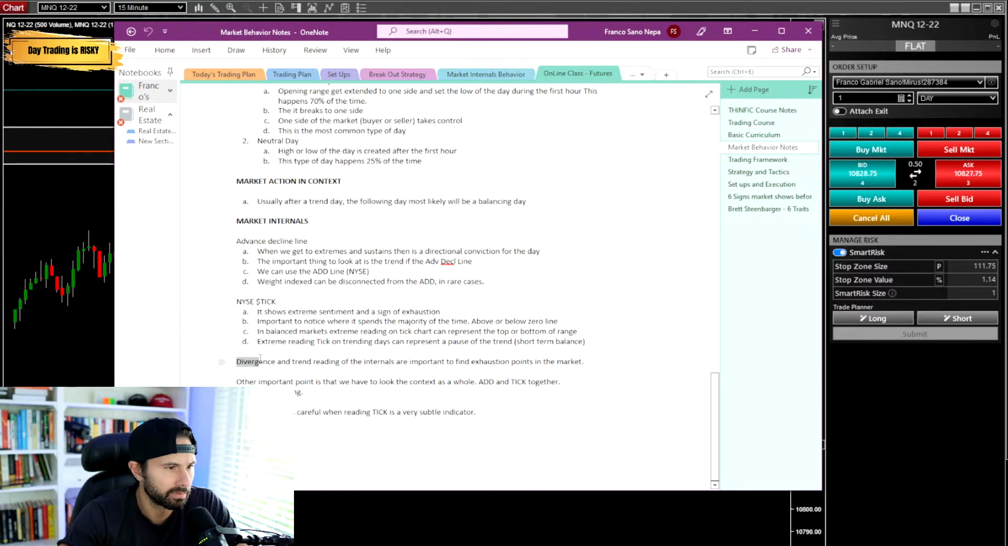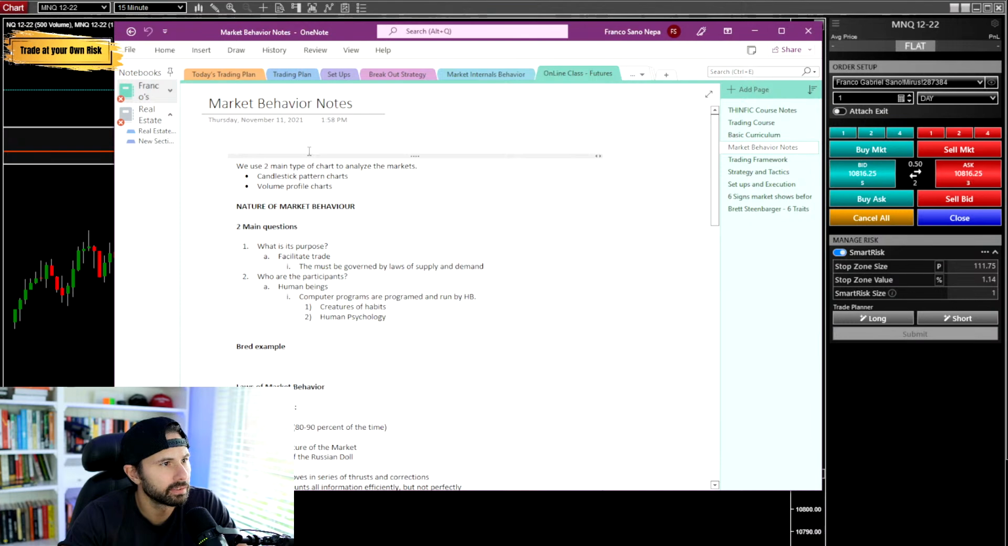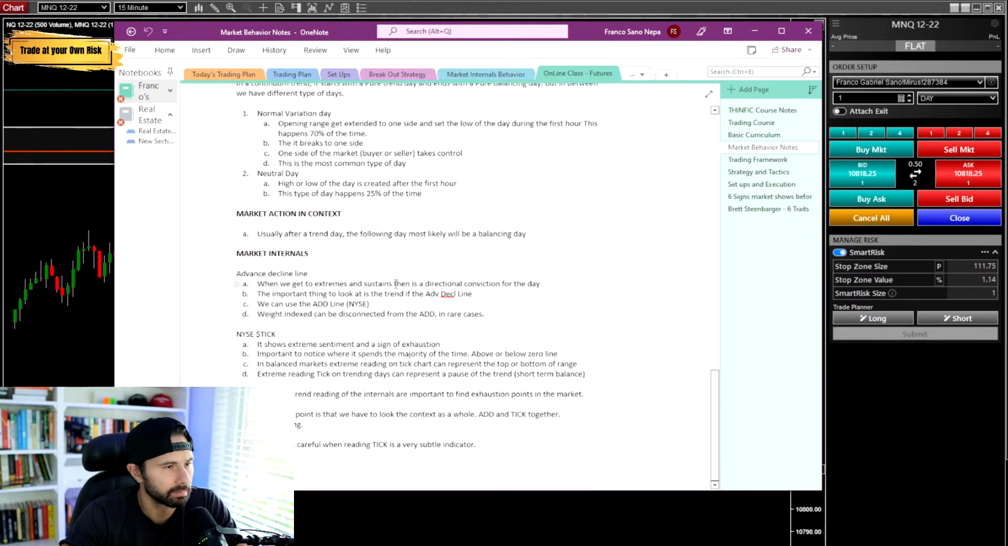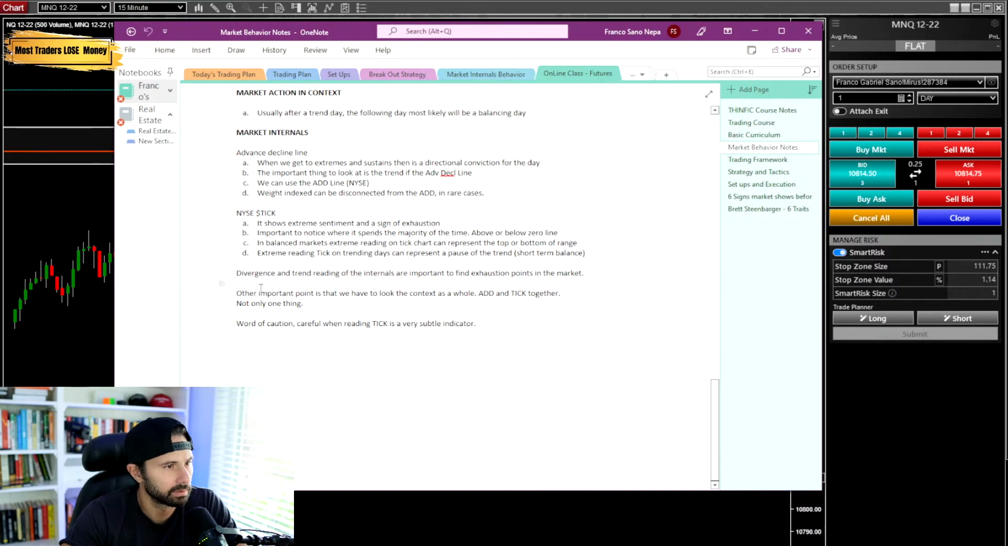Look at this. Divergence and trend reading of the signals are important to find exhaustion points in the market, right? So I created this document in November, my trade plan. And still valid. I've been very consistent reading the market. Other important points: we have to look at the context as a whole. ADD and tick together, not only one thing. There we go. Yes.